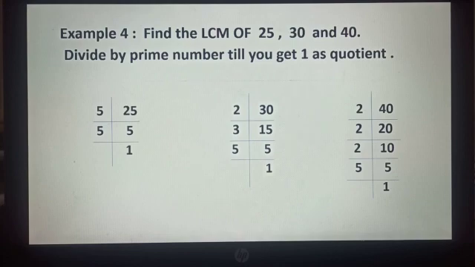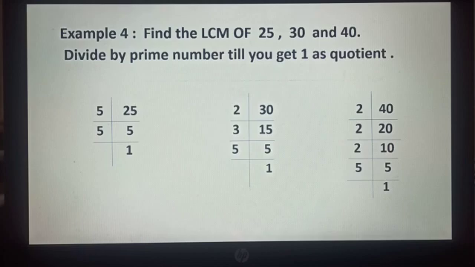Now we have to make the prime factors of 30. 30 is divisible by the prime number 2. We are getting here 15. 15 is divisible by the prime number 3. We are getting here 5. 5 is divisible by the prime number 5. We are getting here 1.